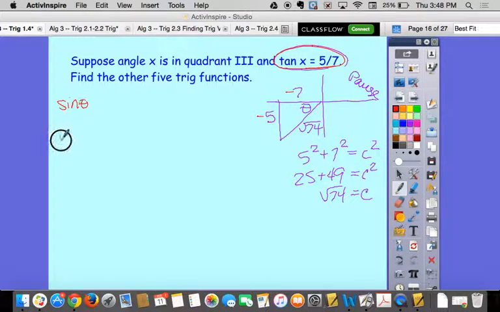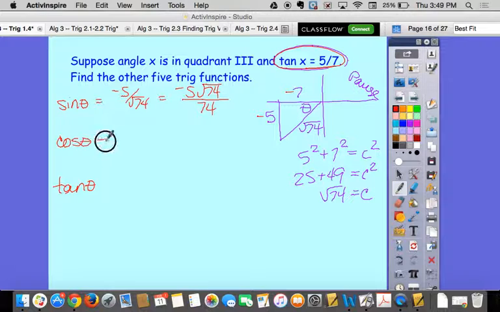You've got sine theta, cosine theta, tangent theta. So sine is negative 5 over square root of 74, and you've got to fix it. And I'm going to be a bad girl and not do the reciprocal functions this time, just for the sake of time.